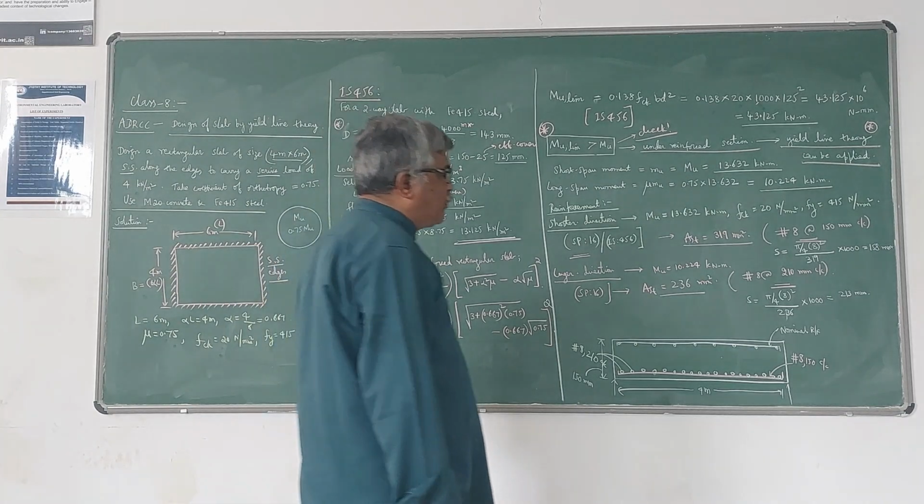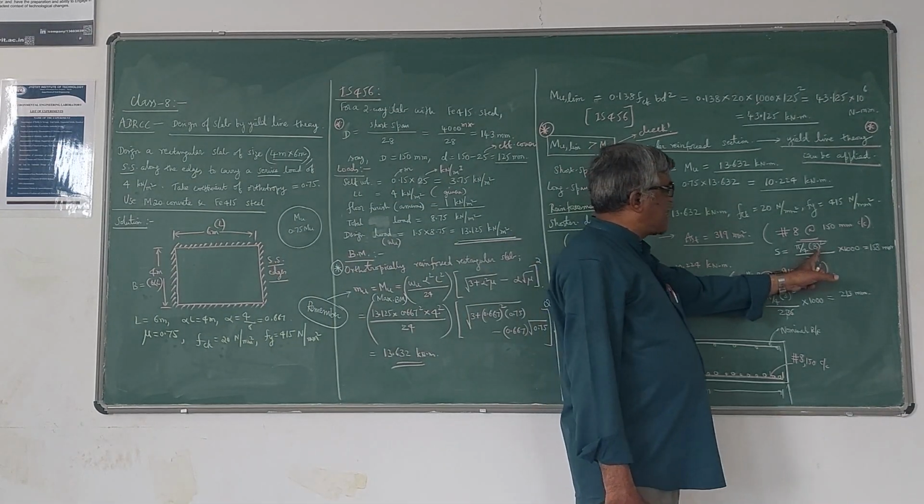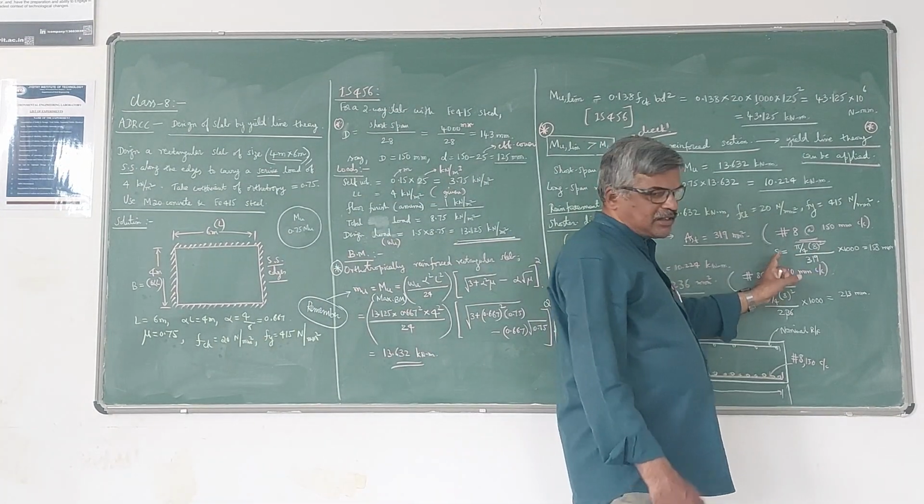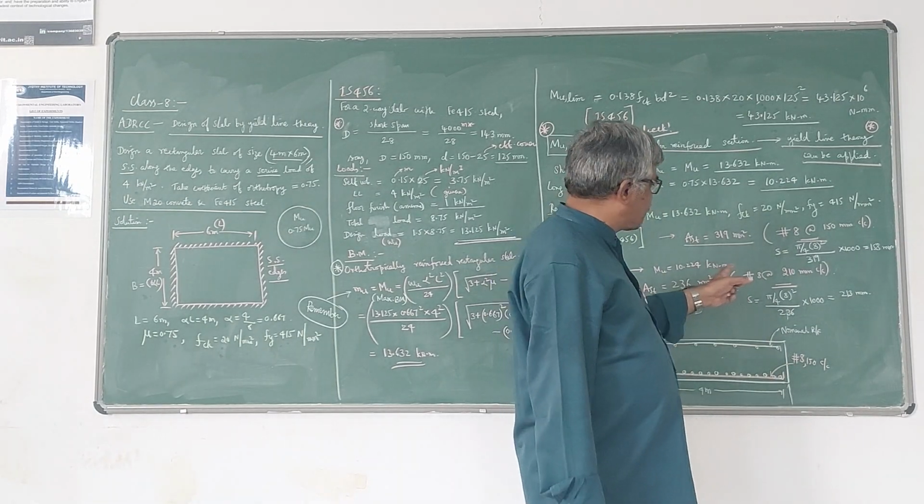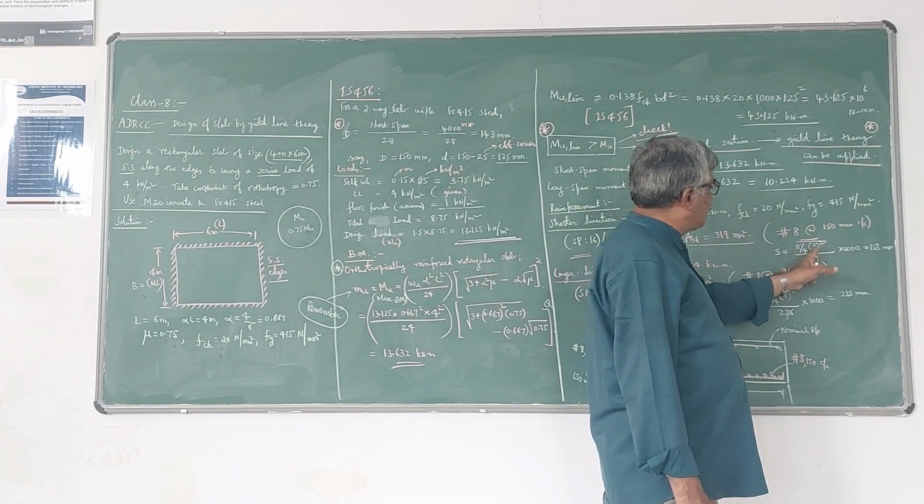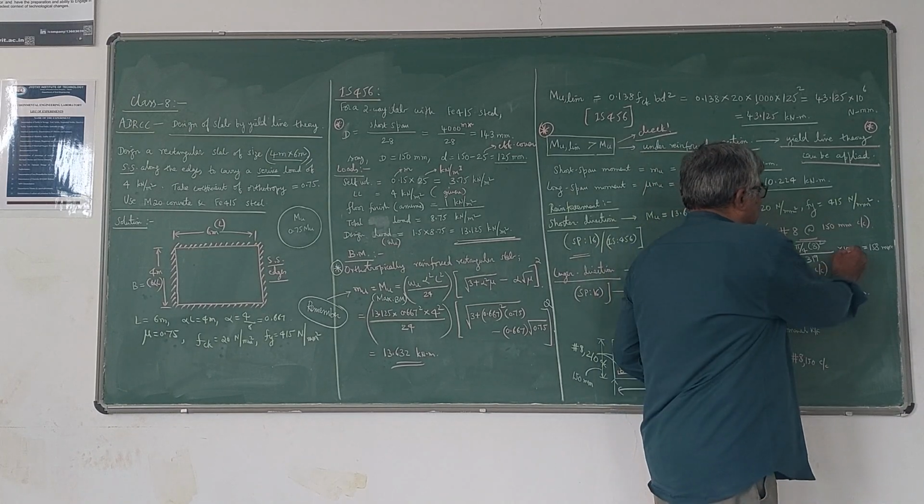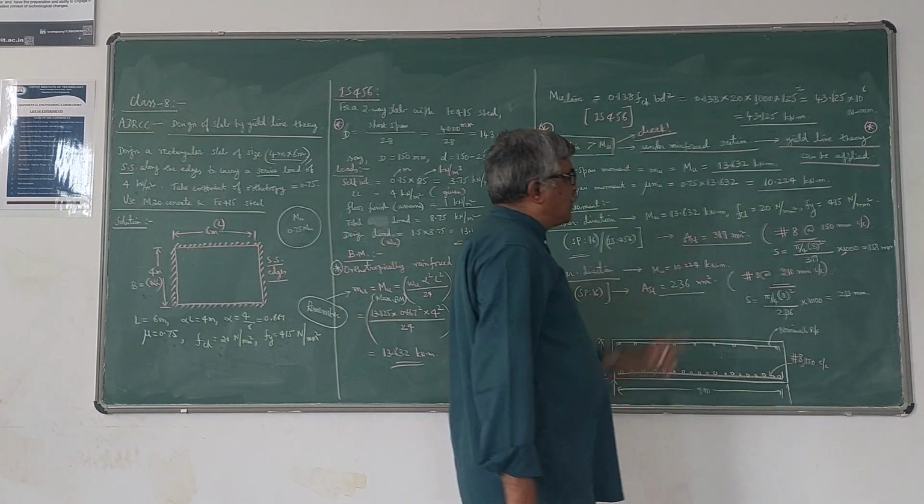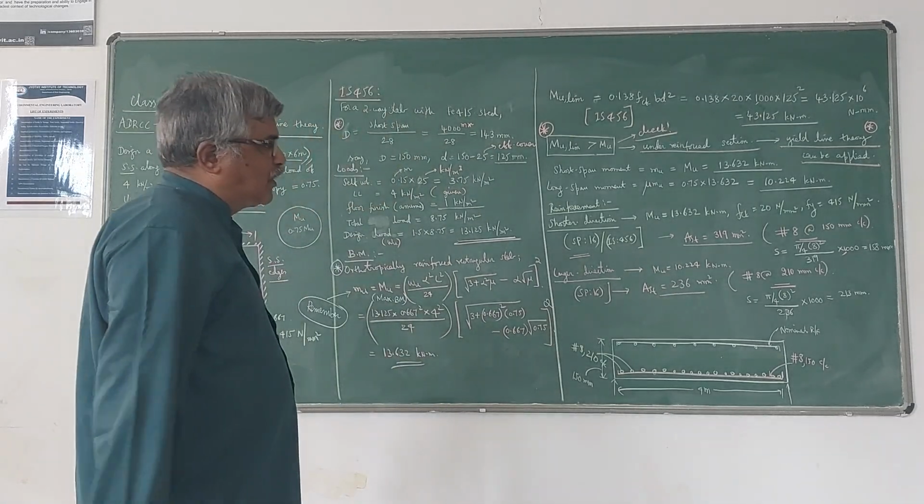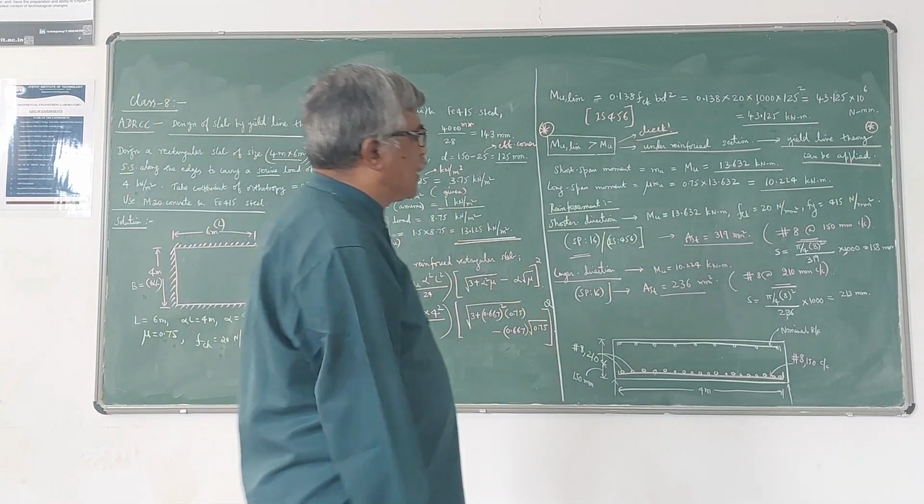So by assuming the diameter of the bar as 8 mm, because it is a slab, you have to calculate spacing. Spacing is given by area of the bar divided by reinforcement required into 1000, that is for 1 meter length. So you are going to get 158, say 150. Normally the spacing is a little bit reduced.